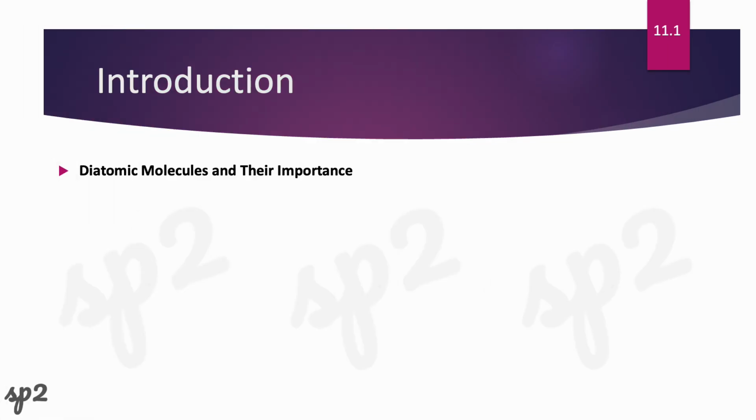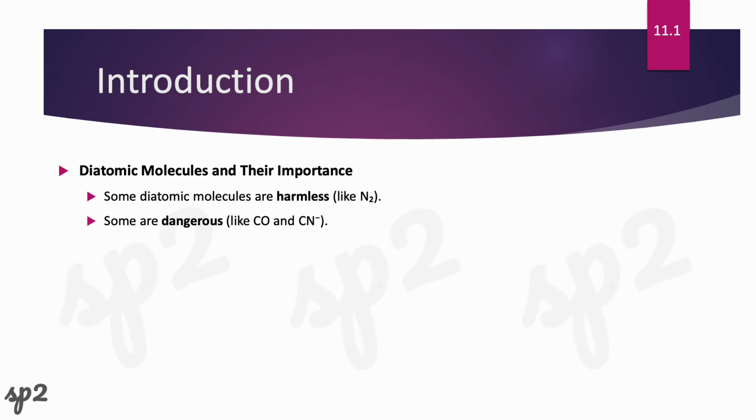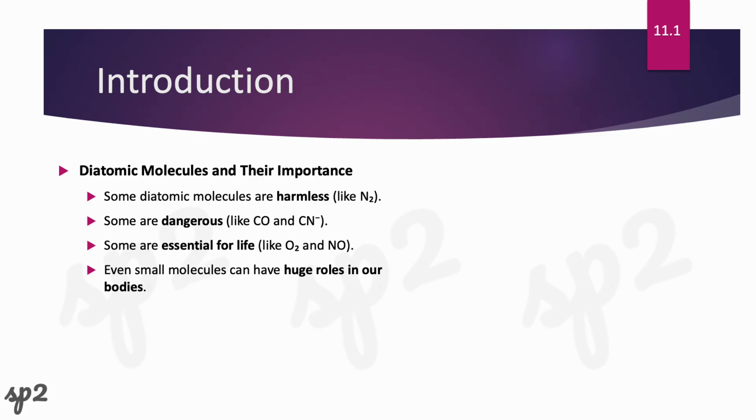Before we look at the molecular orbitals, I'm going to have a little bit of introduction on the importance of diatomic molecules. These are small molecules made of two atoms. That's what we call them diatomic. Some of them are harmless, such as nitrogen gas. Some of them are very dangerous, such as carbon monoxide or even cyanide. They're actually very toxic, right? And some of them are pretty essential for our body, for our life, such as oxygen gas or even nitric oxide.